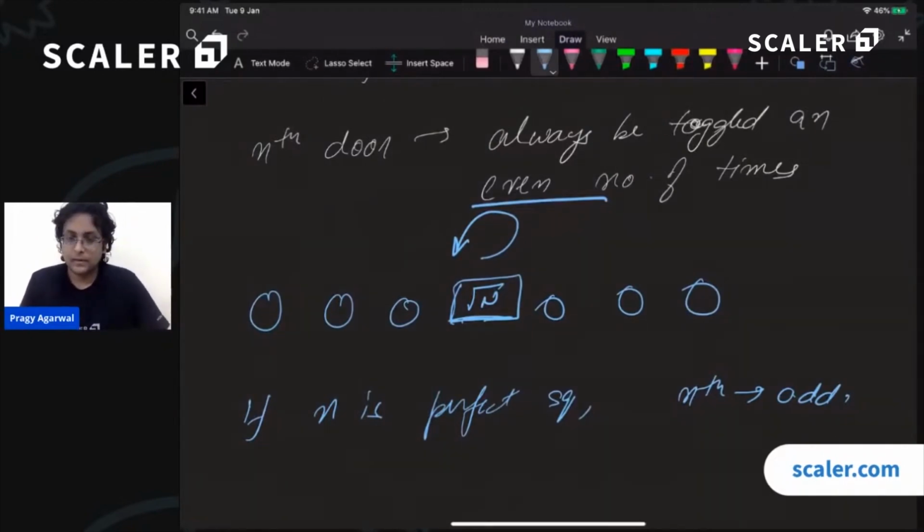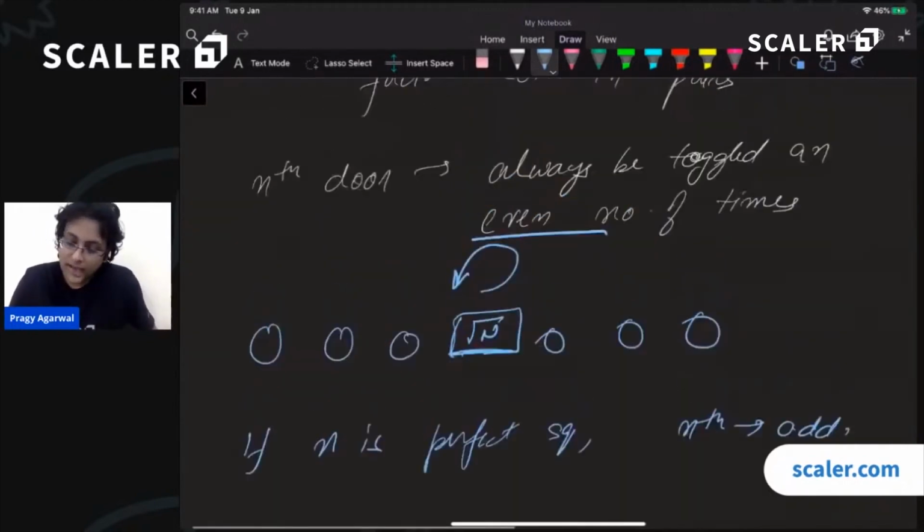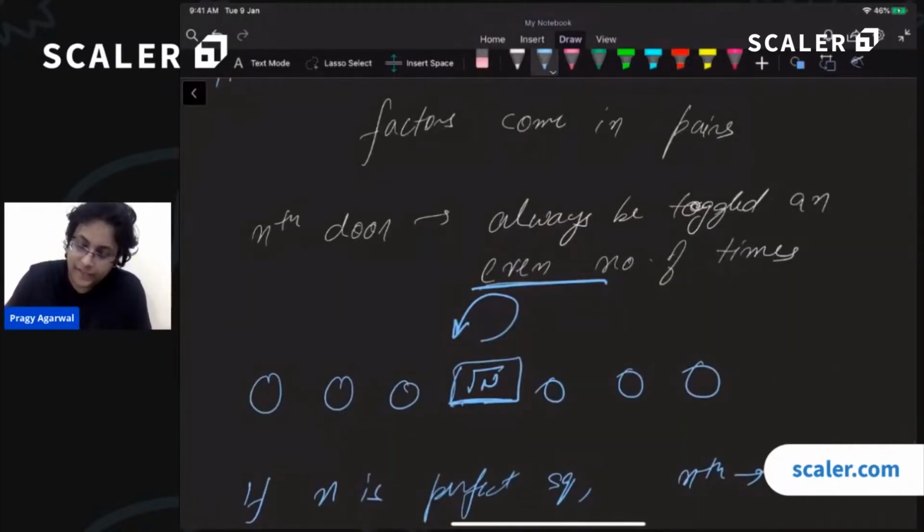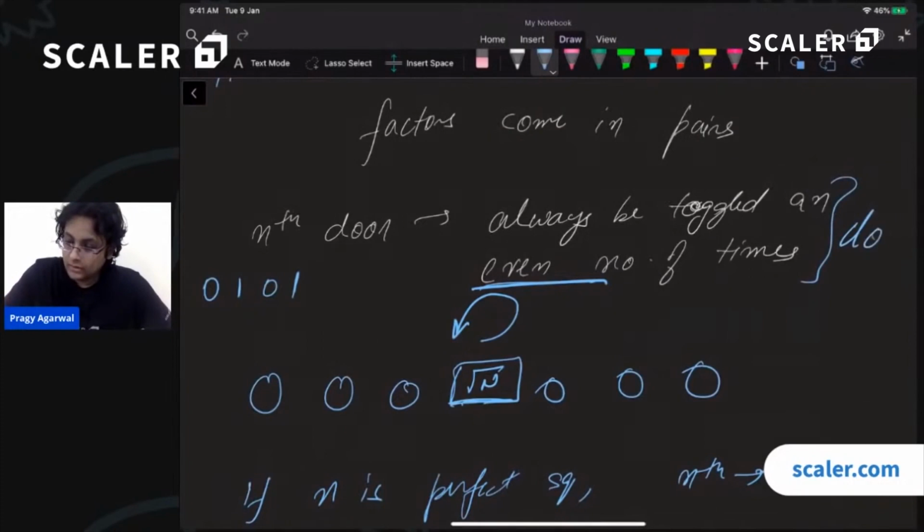Yes. All right. Cool. So what happens if you toggle a door an even number of times? Initially, it was closed. Then it became open. Then it became closed. Then it became open. If we do this an even number of times, what will the end state be? It will be closed, right? Because we started with closed, we toggled it an even number of times, so eventually it will be closed.